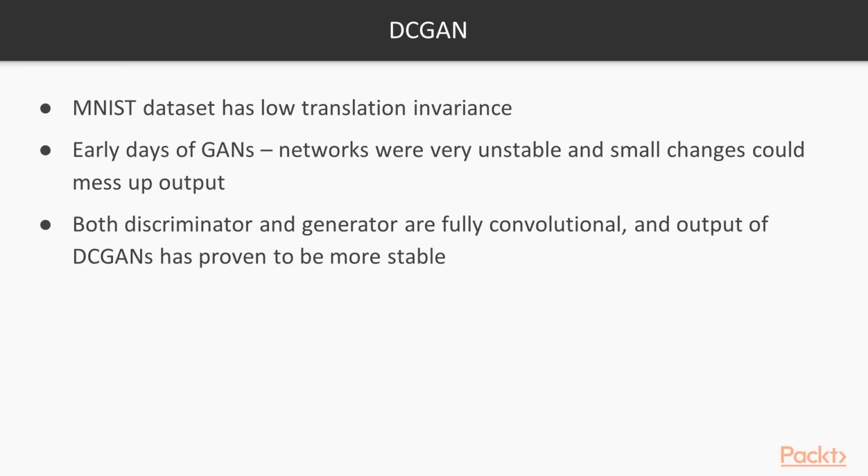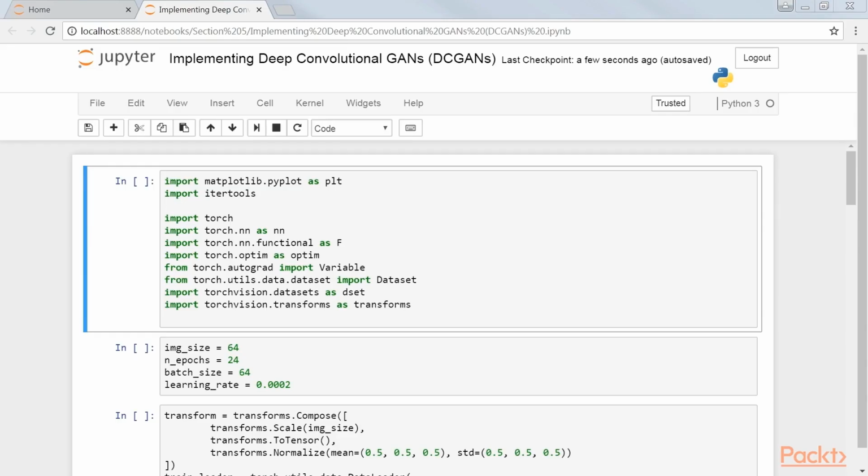In DC GANs, both the discriminator and the generator are fully convolutional, and the output of DC GANs has proven to be more stable. Let's increase the complexity of our dataset by using the Fashion MNIST dataset and demonstrate how to implement DC GANs in PyTorch. We will start by importing the necessary libraries.